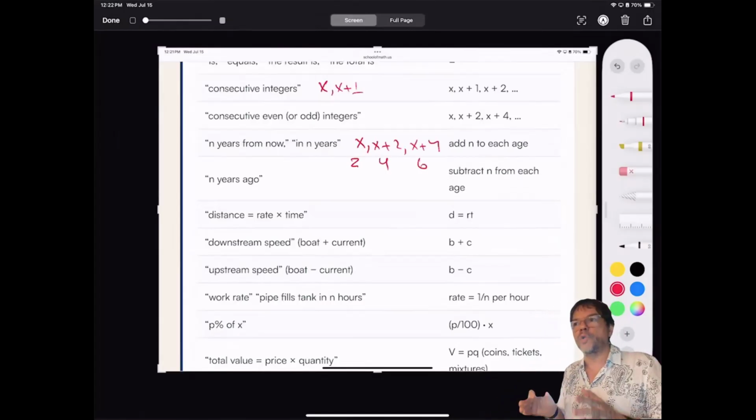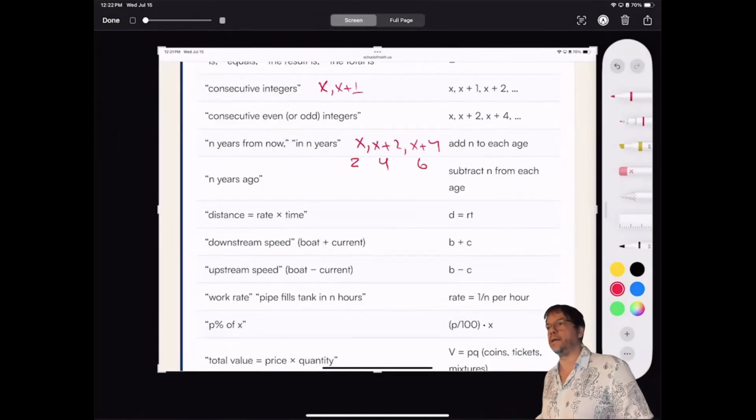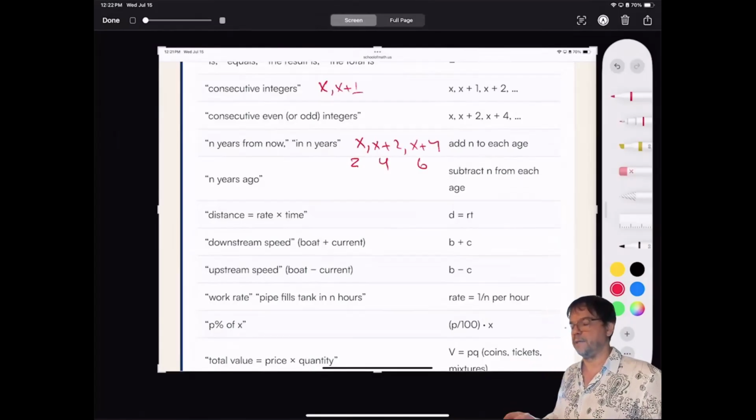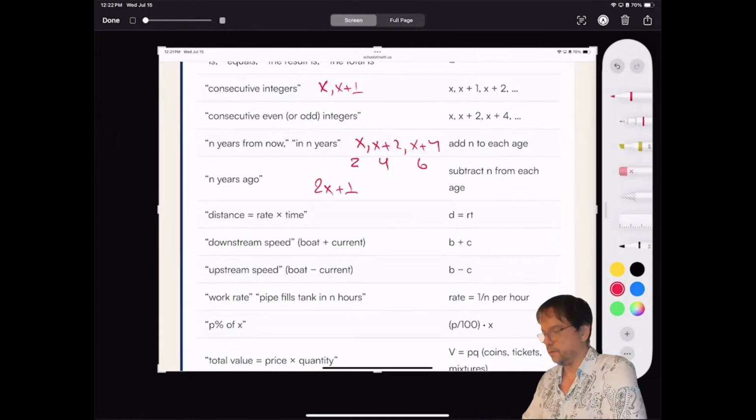This is not exactly the correct way to represent it. Okay, we will see in the future that the even is 2x and the odd is 2x plus 1. Okay? Okay. But for now, we stay with this notation.